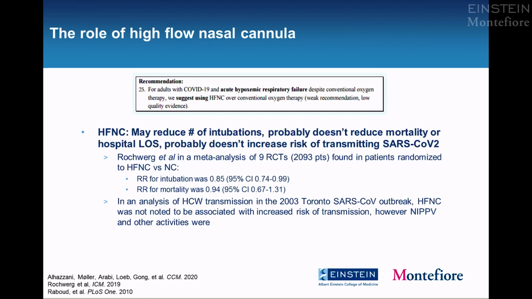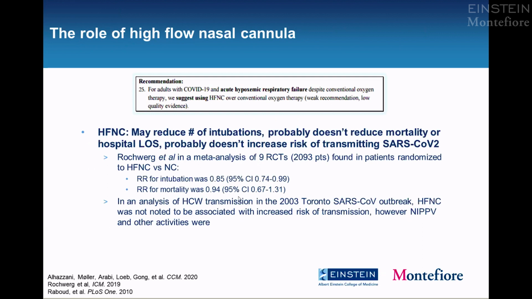Again, data from a number of high-quality randomized clinical trials was combined in a meta-analysis looking at patients who had hypoxic respiratory failure who were randomized either to receiving high-flow nasal cannula versus conventional nasal cannula therapy. These patients who were randomized to high flow had a lower risk for requiring intubation with a relative risk of 0.85, not too much of a difference in mortality overall.